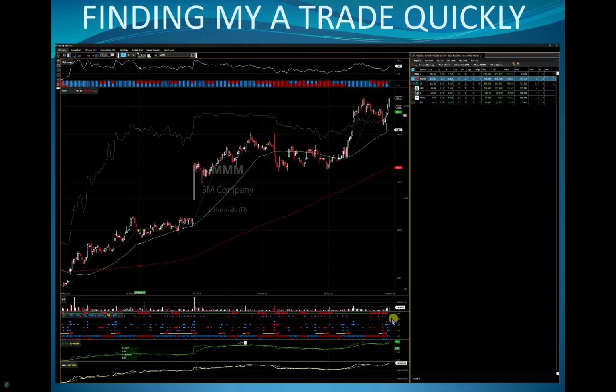Notice all the blues down here. This is the CPR, and the EMAs are also flipping. That's why there's no dot under that volume bar. Notice the relative strength has moved up, as has the OBV. So that is what I'm looking for. And that was just clicking and searching.